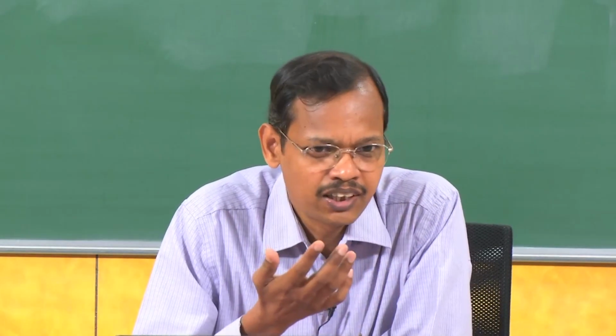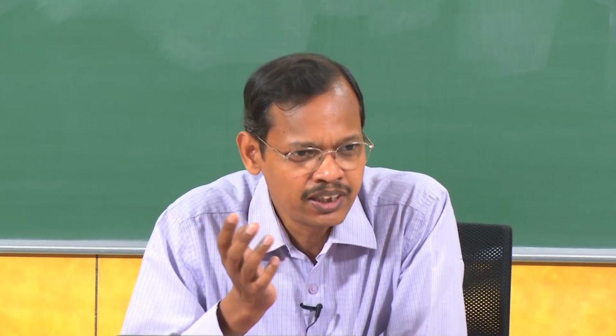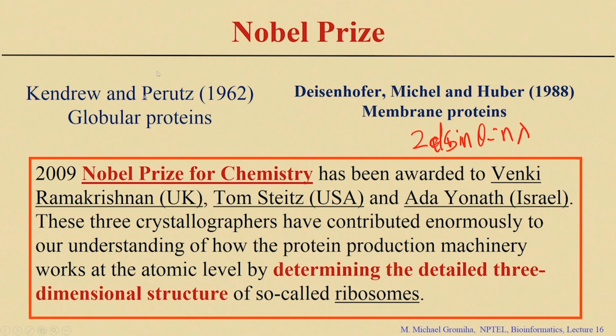Who got the Nobel Prize for DNA structure? Watson and Crick got the Nobel Prize, and then there was a Nobel Prize for protein-DNA interactions. Then in the case of membrane proteins, in 1988, Deisenhofer, Michel and Huber solved the structure of the first membrane protein, the photosynthetic reaction center, and they got the Nobel Prize in 1988.